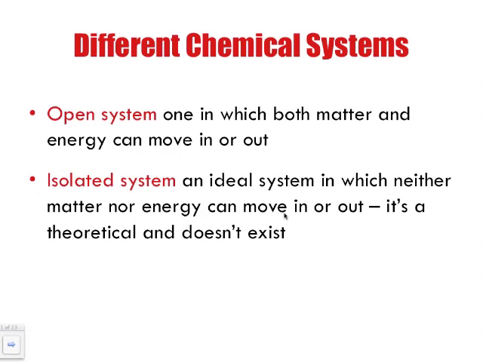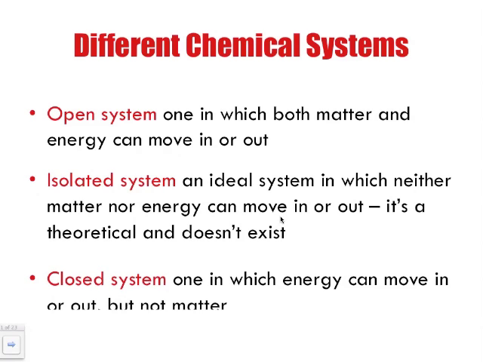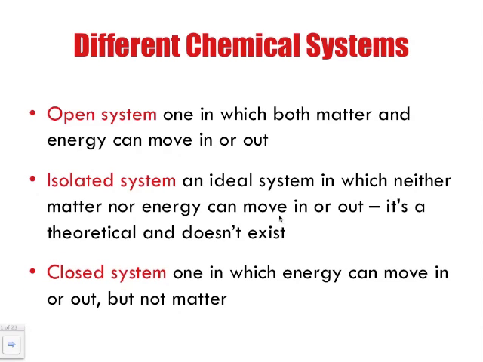Isolated system, an ideal system in which neither matter nor energy can move in or out. It's theoretical, but it doesn't really exist. And then finally, a closed system, one in which energy can move in or out, but not matter. So energy can be released, energy can come in, but matter will remain within this so-called closed system.